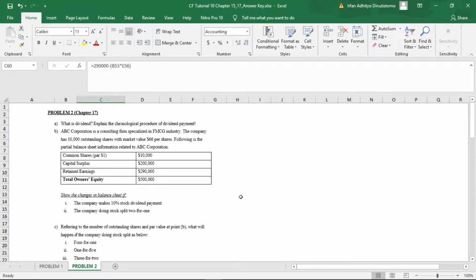So we're going to proceed with the second problem. On the second problem, we're gonna evaluate the definition of dividends, the types of dividends, and how it affects the company's owner equities. The first one is, what is dividend? We need to explain the chronological procedure of the dividend payment.